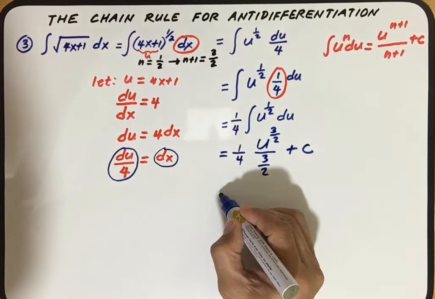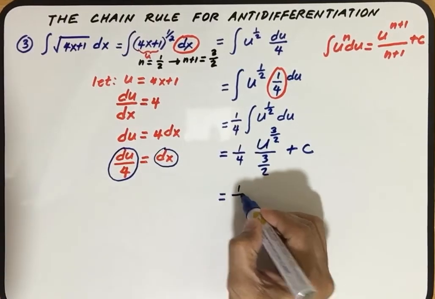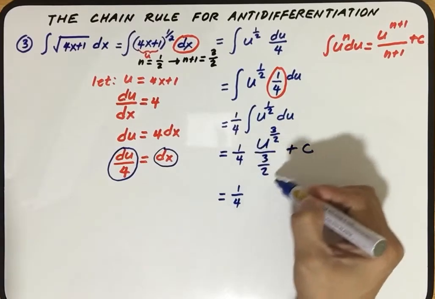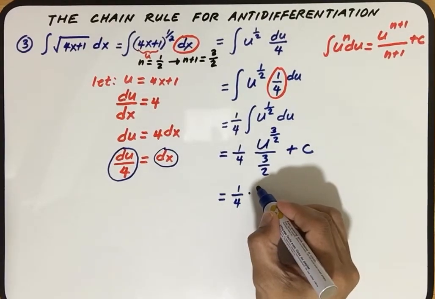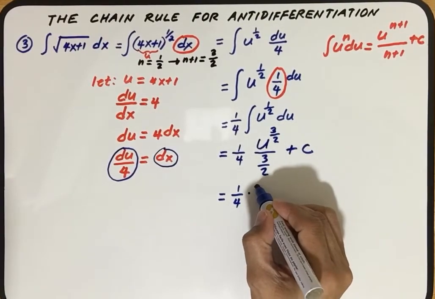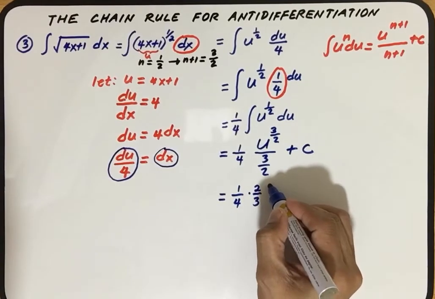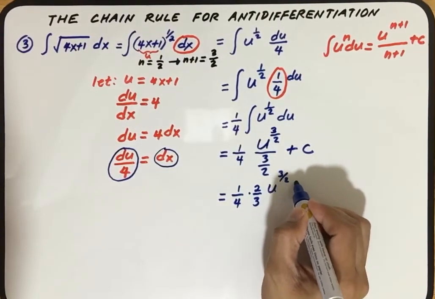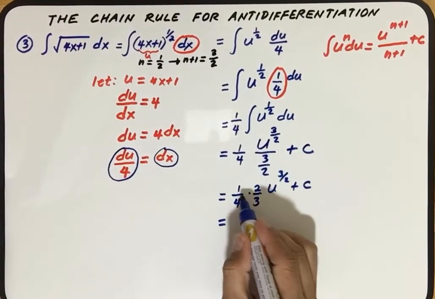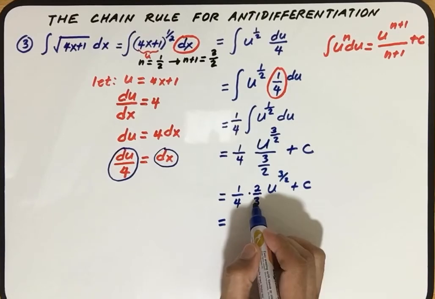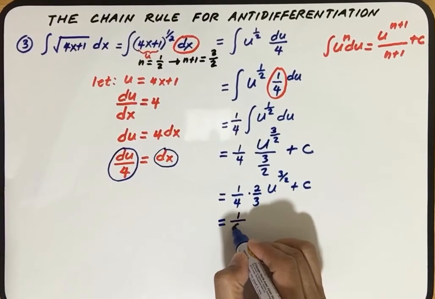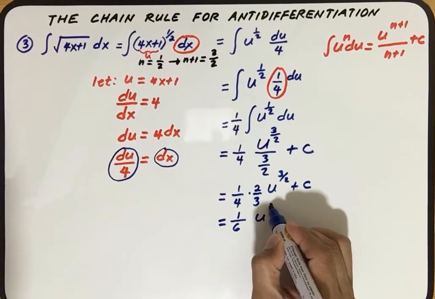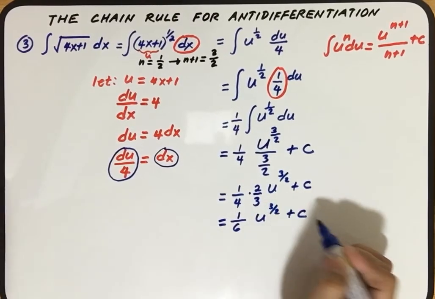Then from the rules of division of fractions, we have here a fraction. The rule in division of fractions is to invert the divisor. Our divisor here is 3/2, so invert that, then proceed to multiplication. So we have 1 times 2 is 2, then 4 times 3 is 12. So 12 in the denominator and 2 in the numerator, so you can reduce that to lowest terms. This can be written as 1/6 u to the power 3/2 plus c.